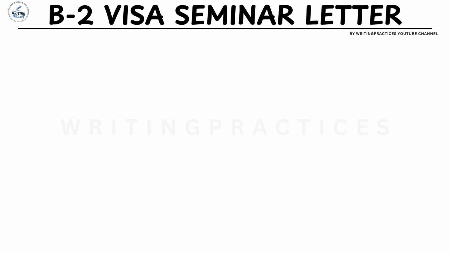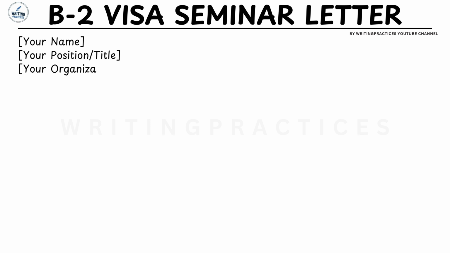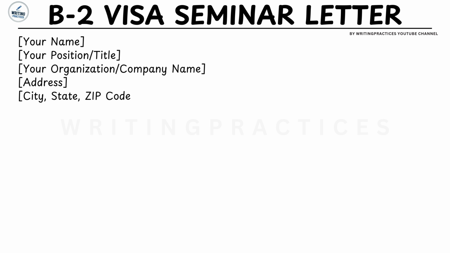Unlike the B1 visa, which is mainly for business purposes, the B2 visa is generally used for cultural, educational, or even medical-related visits. That's why this letter must be written in a very formal and clear manner to convince the US consulate or embassy that the visit is legitimate and temporary. So let's go through this letter step by step, following the exact template provided without skipping or rearranging any parts.